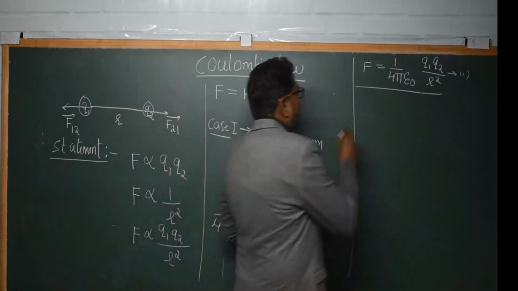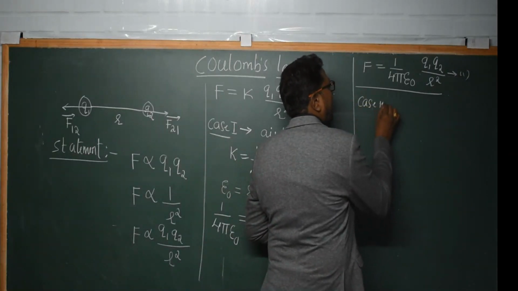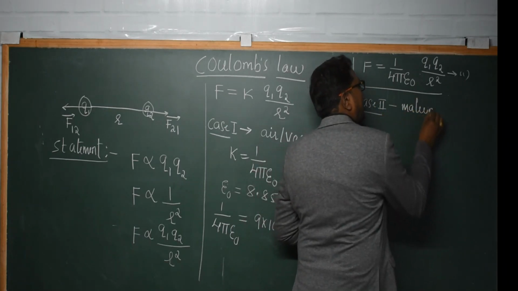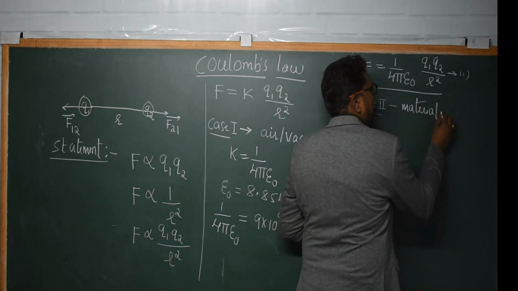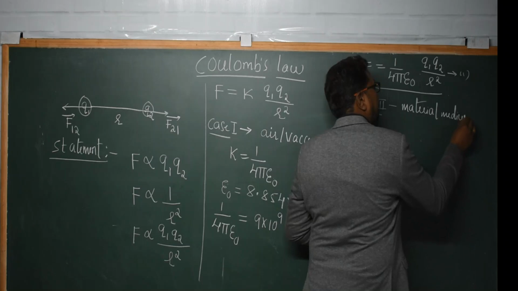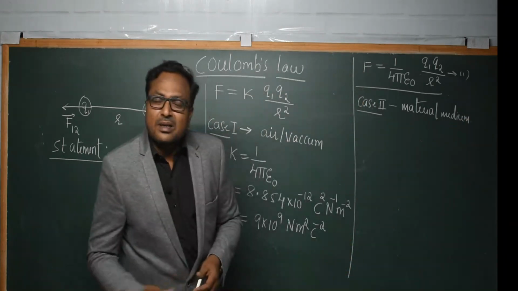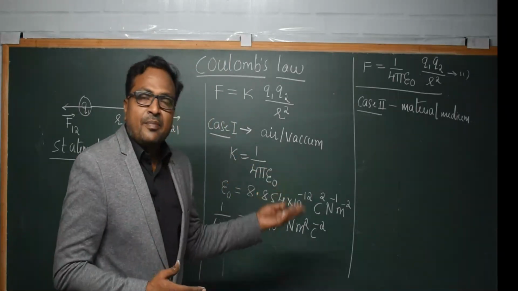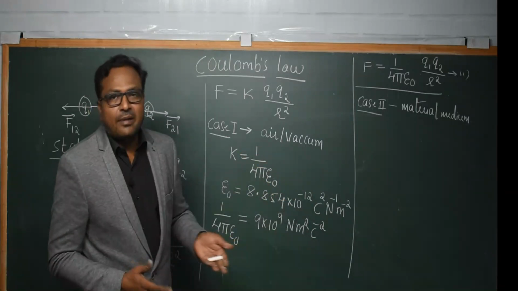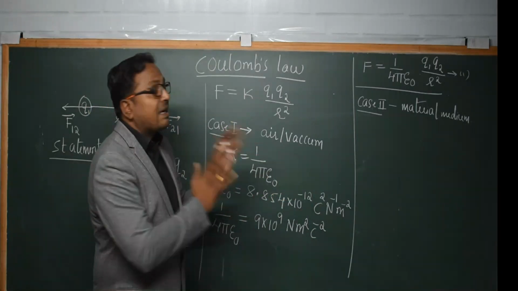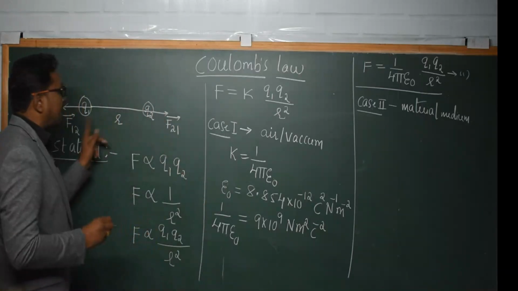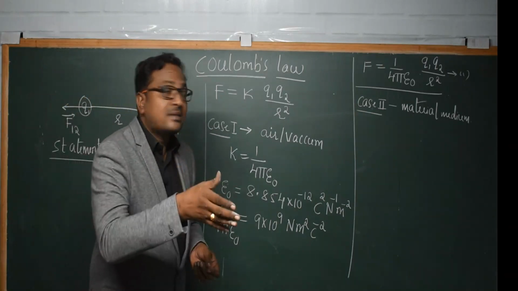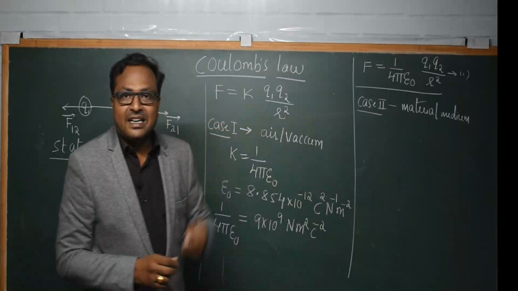Okay, so now in case 2, if I take a material medium between the charges, I will write it as material medium. Material medium means either it may be rubber, or mica, or water, or glass, any other materials. If I am placing some other materials between these two charges, then I have to use the second case.